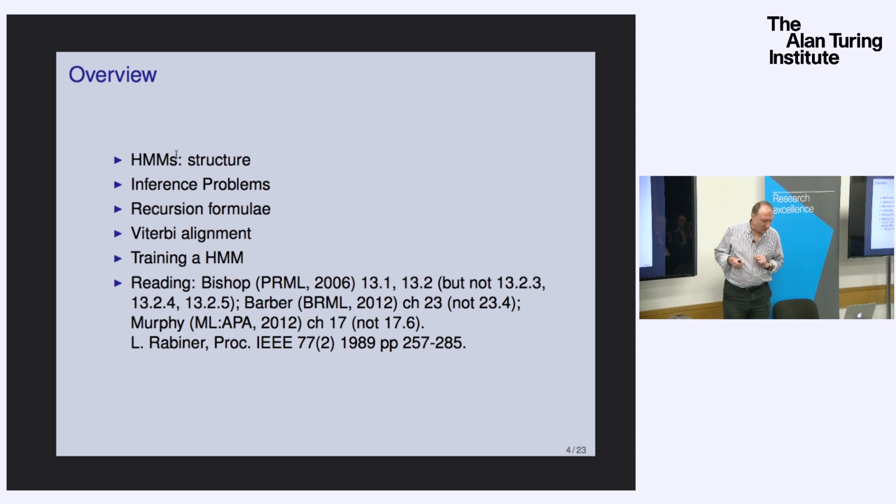If you want to read about these things, I'm pointing to 3 different books: Chris Bishop's book from 2006, David Barber's book from, I think, 2012, and also Kevin Murphy's book, also from 2012. There's also a great tutorial paper by Rabiner from way back in 1989. So that's what we're going to do on hidden Markov models.